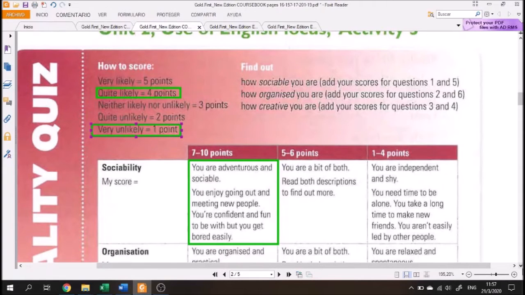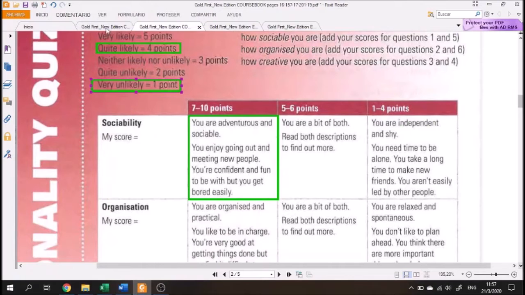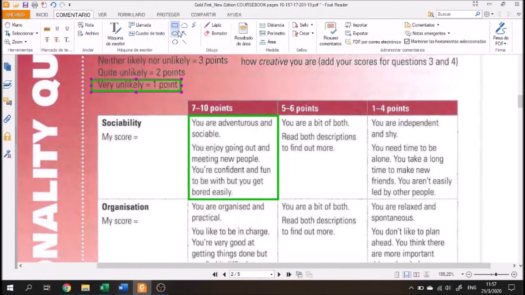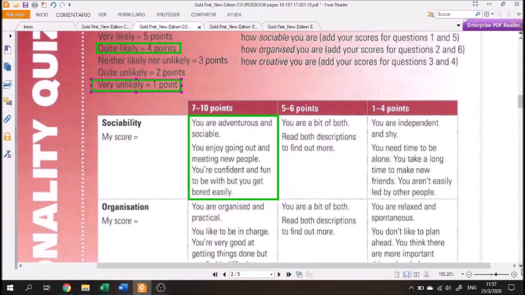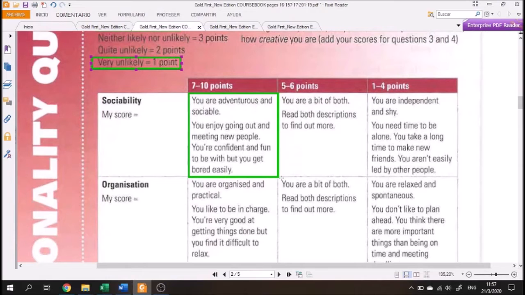Really? No, there must be a mistake. Only 5 points for organization. I'm the queen of organization. But you are a bit of both. Read both descriptions to find out more.